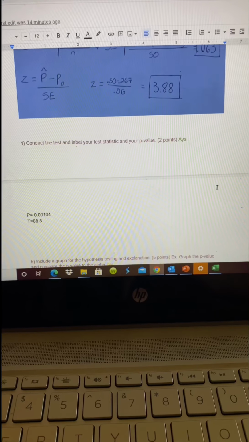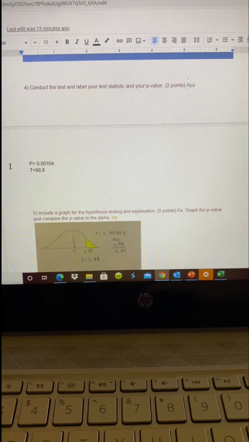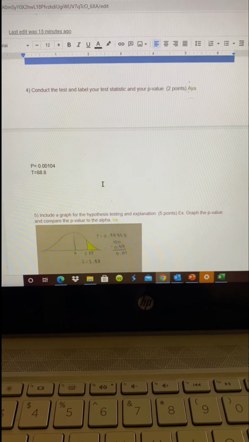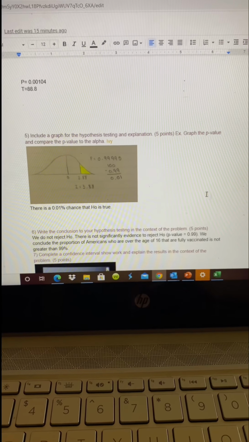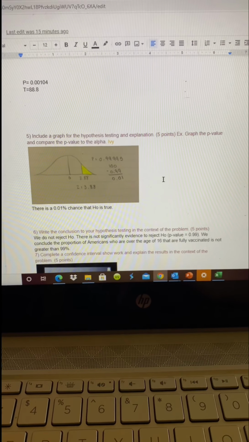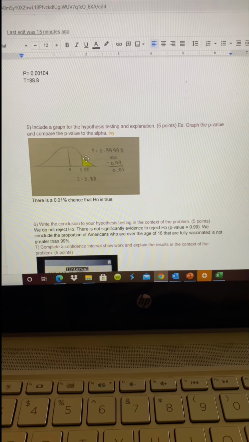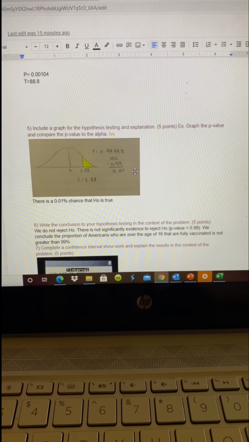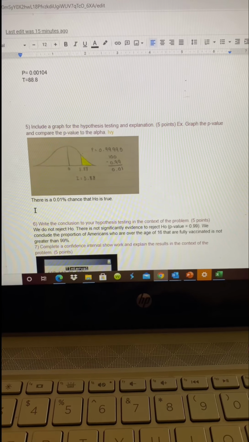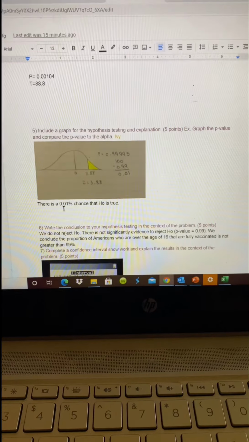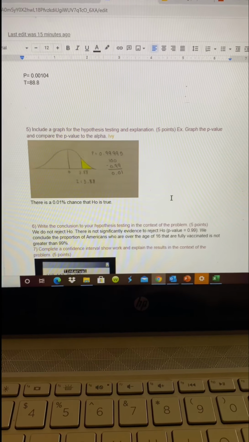Conduct the test to sample your statistic and your p-value. Here's the p-value and the z-score. Include a graph for the hypothesis and an explanation. You can see here, here's the z-score and shaded to the right. If you subtract, you get 0.01. There's a 0.01% chance that HO is true.